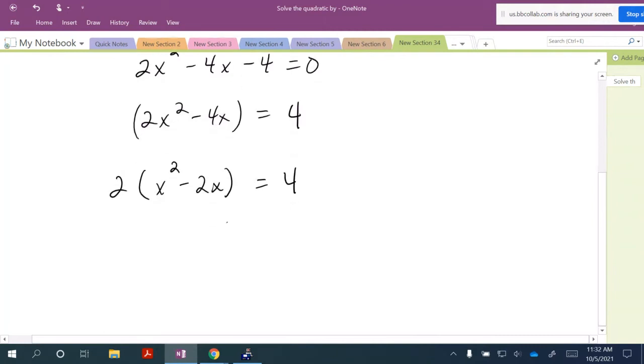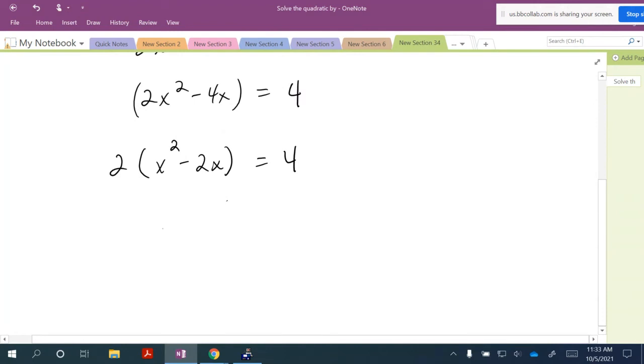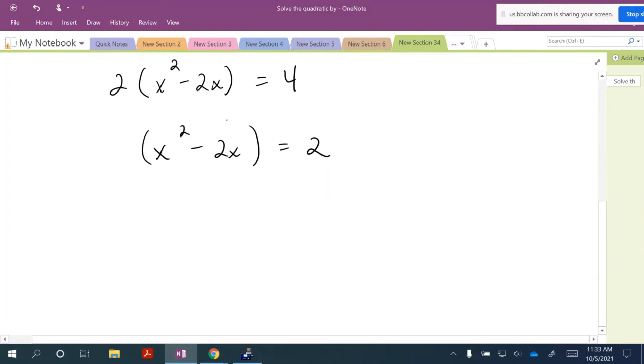The next thing I'm going to do is divide both sides by 2. I'm going to get rid of the coefficient in front of our complete the square setup. So I'm going to simply divide both sides by 2. So we have x squared minus 2x is equal to 2. Now we're going to complete the square.